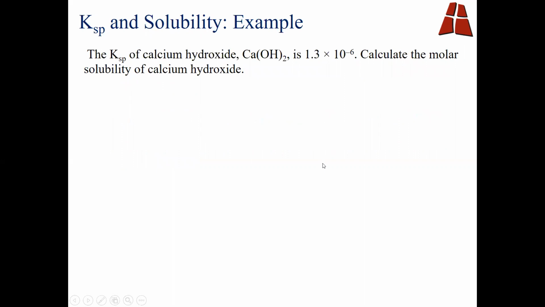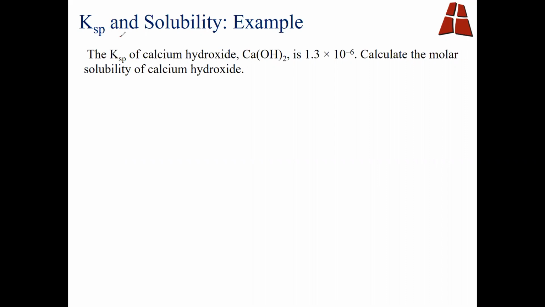Say we have a Ksp of calcium hydroxide, which is 1.3 times 10 to the minus 6. Calculate the molar solubility of calcium hydroxide. Again, if you'd like to try this on your own, that's what I would recommend before watching me solve this. So I'd recommend pausing the video here, but I'm going to go ahead and start doing this problem.